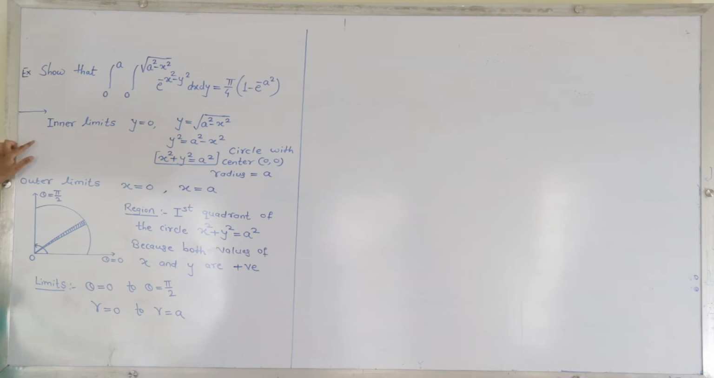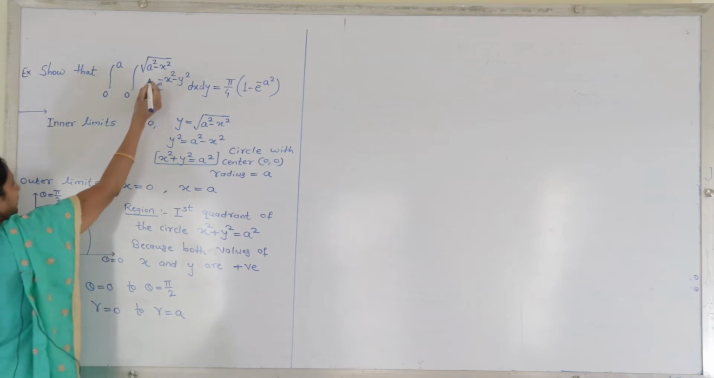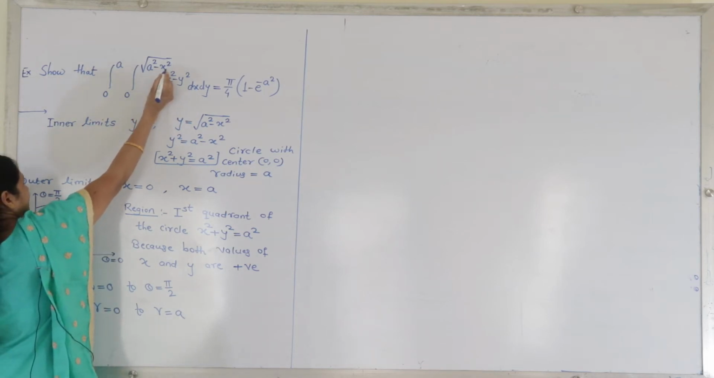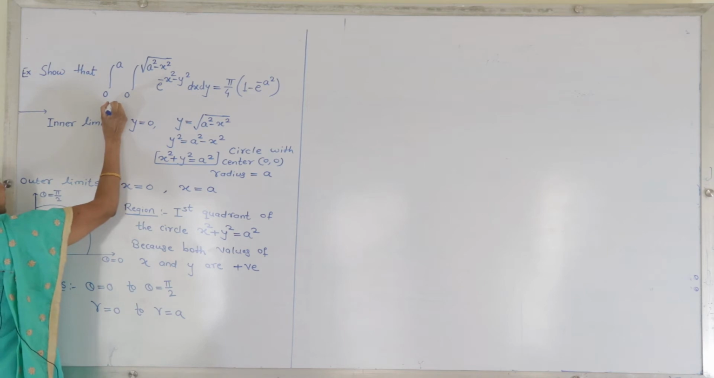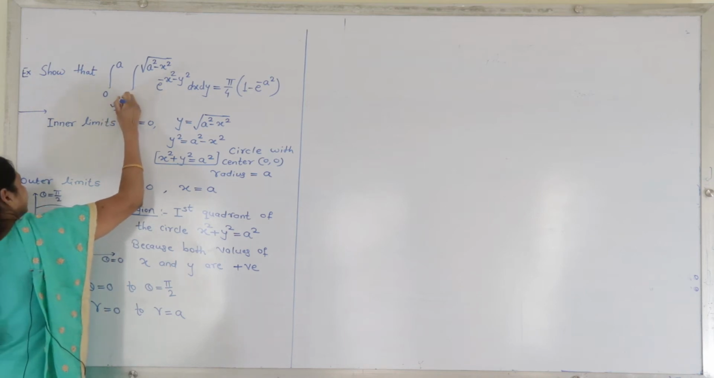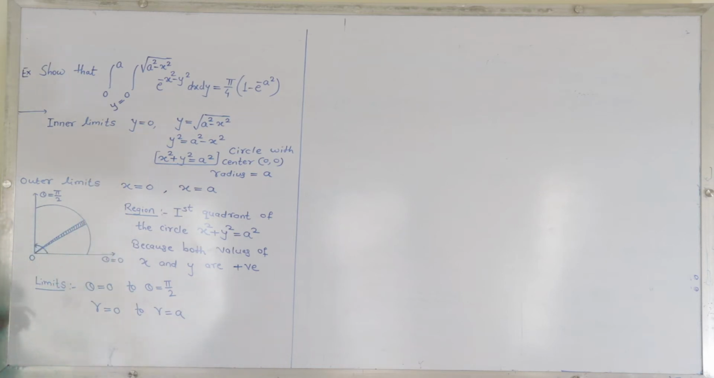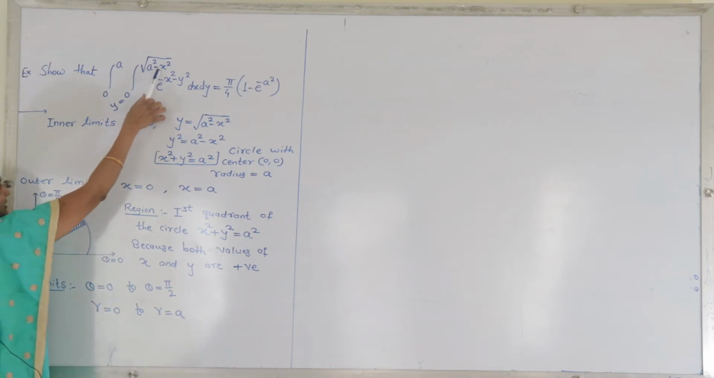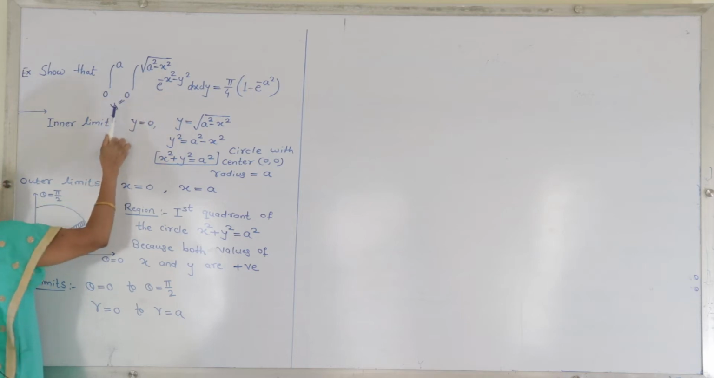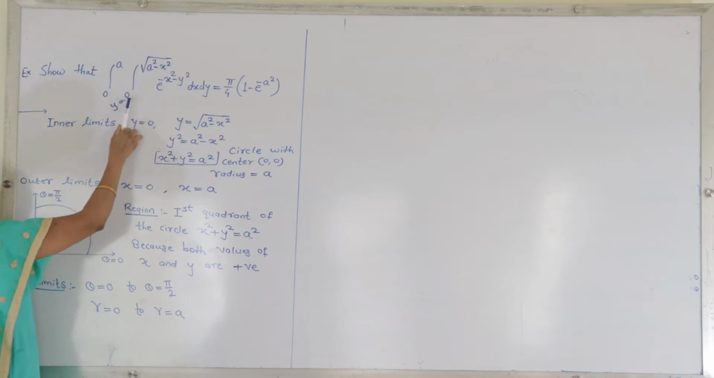Now first we have to find the region. We have to decide whether we can use polar form or not. Inner limits are in terms of x. Inner limits, upper limit, the variable is x, and therefore we have to take the values of inner limits as y is equal to. For region, that is important.